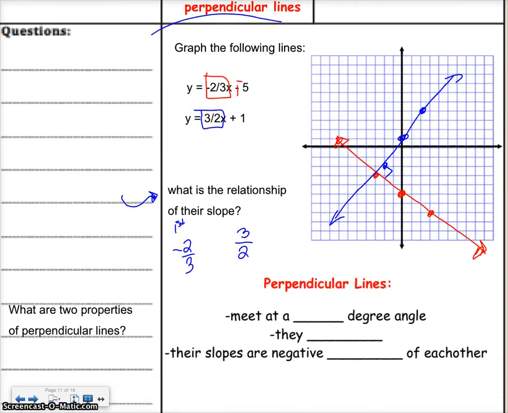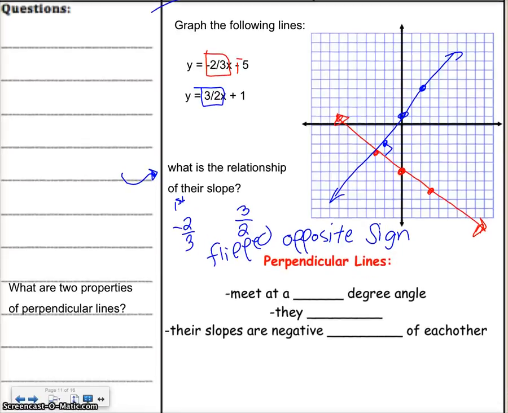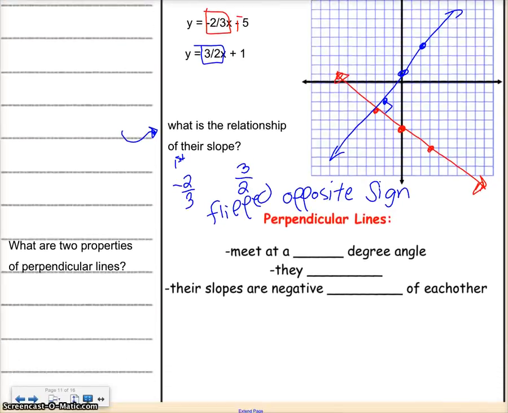Well, remember warm-up, I talked about reciprocal. I definitely flipped it, and then what's the difference with their sign? Garrett? Negative. Yeah, I flipped it, and then they have an opposite sign. That's magical. So perpendicular lines will always have that relationship where they are going to be flipped slopes and opposite signs, meaning if one's positive, the other one will be negative. If one's negative, the other one will be positive. And they will always meet at that 90-degree angle. So perpendicular lines meet at a 90-degree angle.